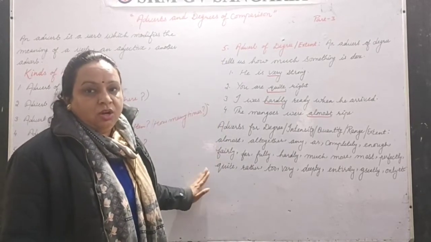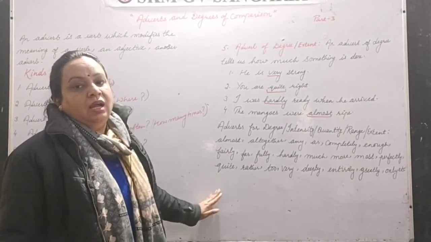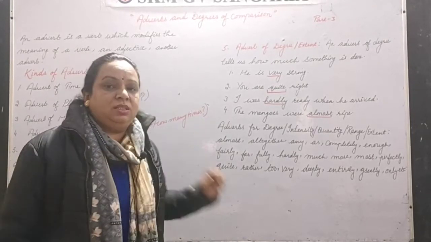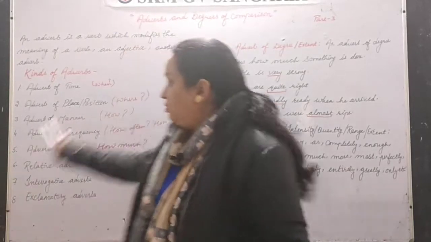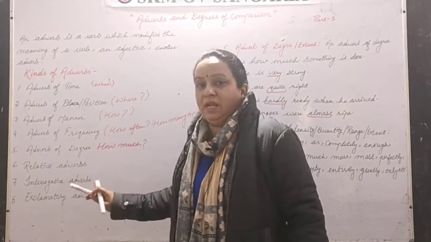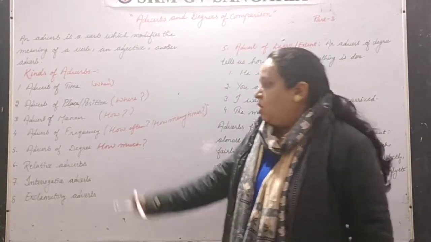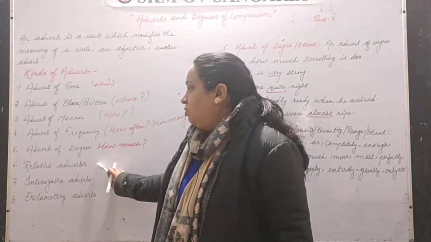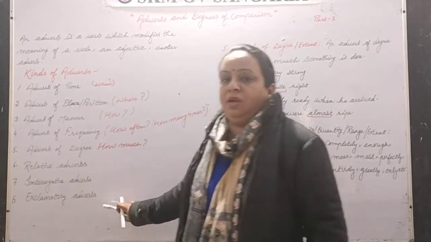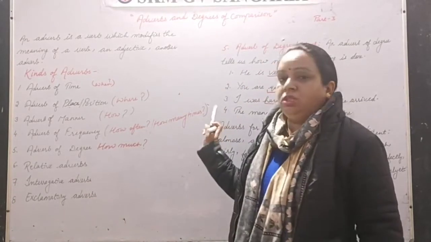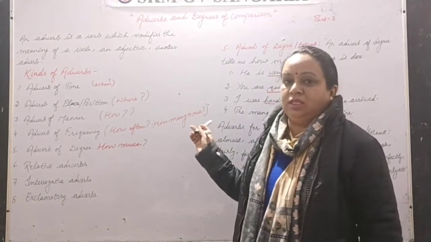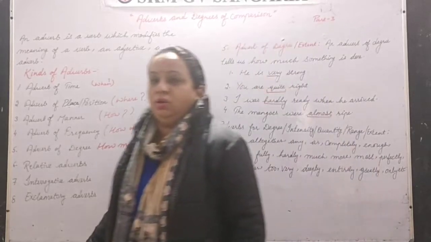Just take a screenshot of this and note it down in a notebook. After that, in this video we will complete the exercises of these first five kinds: adverb of time, adverb of place, manner, frequency and degree. Then in the next part of the video we will learn the uses and functions of relative adverbs, interrogative adverbs and exclamatory adverbs. But first, take the screenshot and be ready with your grammar books. We have to do the exercises. So just take the screenshot and note it down.